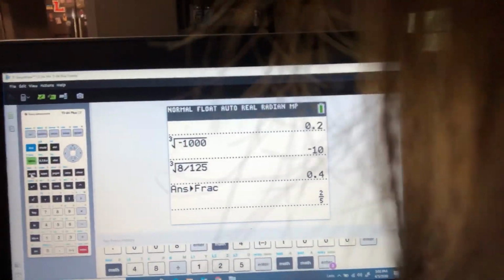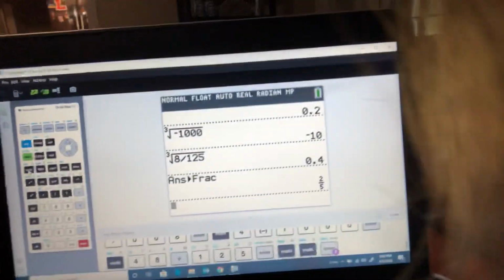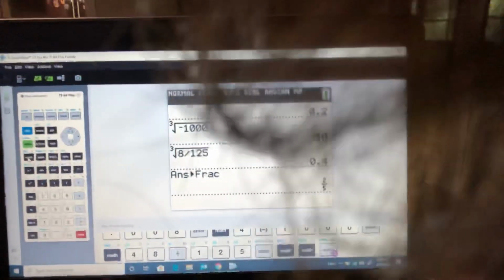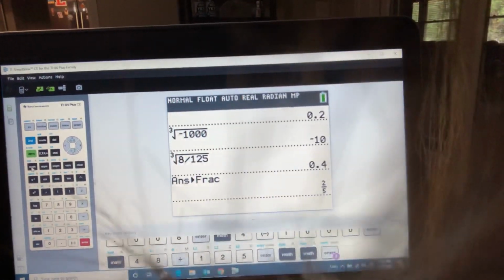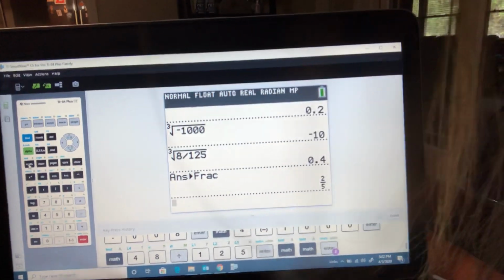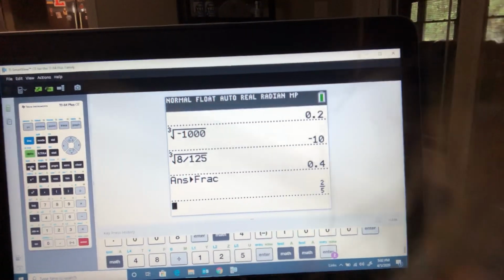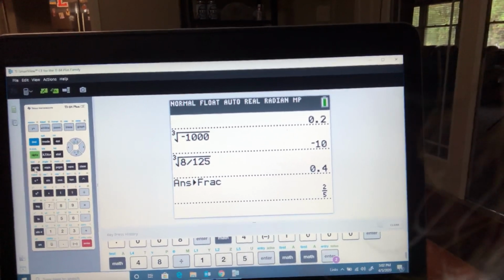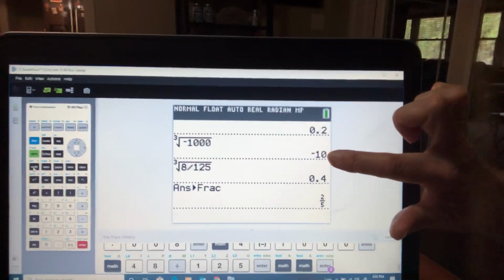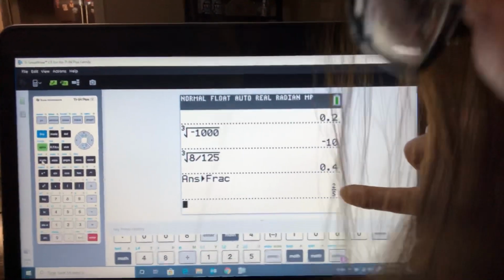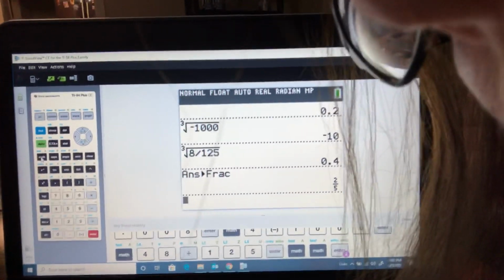Okay, so the key thing to know about this problem, number one, is that it asks for real cube roots. So cube roots, with cube being an odd number, means you're only going to have one answer. So what we found on the calculator, those are our answers. So we had 0.2 for the first one, -10 for the second one, and then 2/5 for the third one. So number one is done.